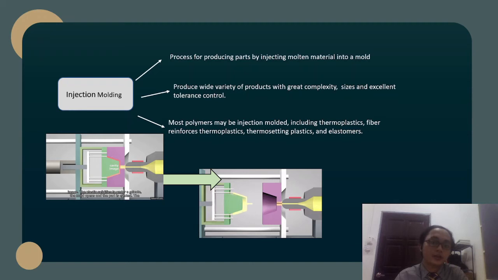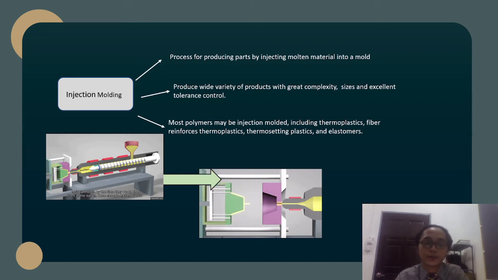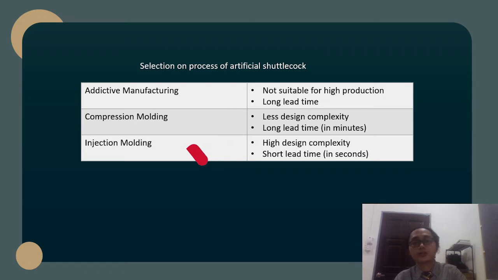Injection molding is highly used as it can produce parts with great design complexity and excellent tolerance control. For artificial shuttlecock production, injection molding is chosen for its advantages in high design complexity and short lead time. The other process is turned down because of its long lead time, and it is not suitable for mass production.